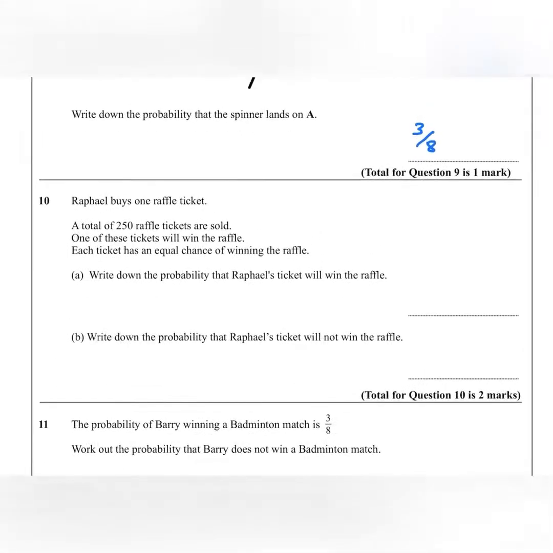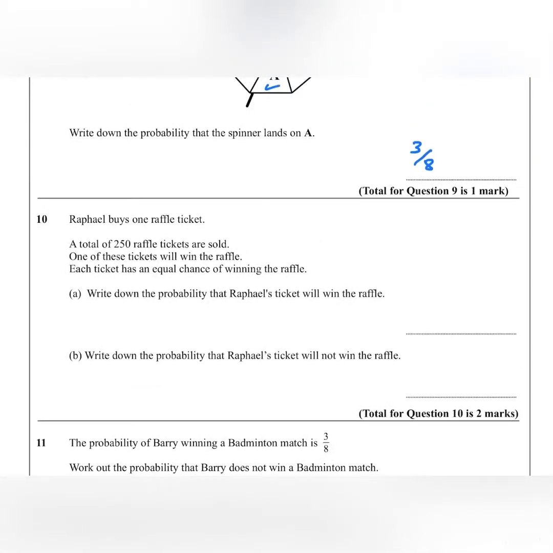Okay, so number 10, it says Raphael buys 1 raffle ticket. A total of 250 raffle tickets are sold. One of these tickets will win the raffle. Each ticket has an equal chance of winning the raffle. Write down the probability that Raphael will win the raffle. So if he buys 1 ticket, the probability of winning would be 1/250. And it says write down the probability that Raphael's ticket will not win the raffle. Well, there are 249 other tickets, so it will be 249/250.